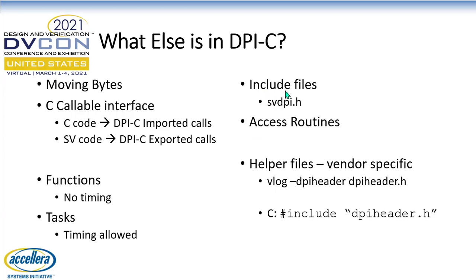What else is in DPI-C? There's some include files that are built in that have various things in them, including access routines. And then it's very nice if you have helper files like a DPI header.h that gets generated when you compile your SystemVerilog. So you write your SystemVerilog code and you use a switch like this, and it creates a file which defines the C callable interface that the C compiler should expect. Then in your C code, you can include that file, and now the interfaces will agree because the compiler will check them. And if they don't agree, you'll get a message. And this way, it's a lot easier to debug.